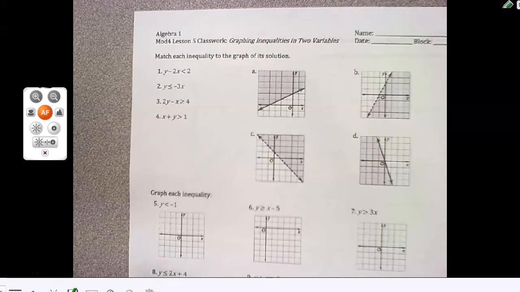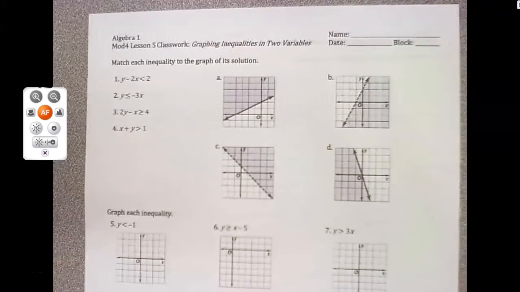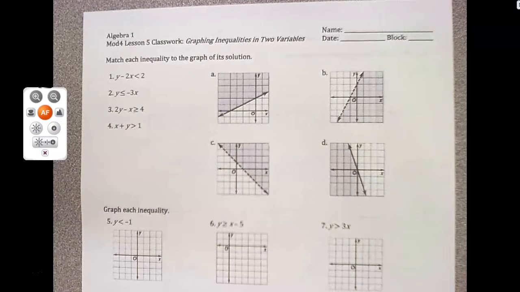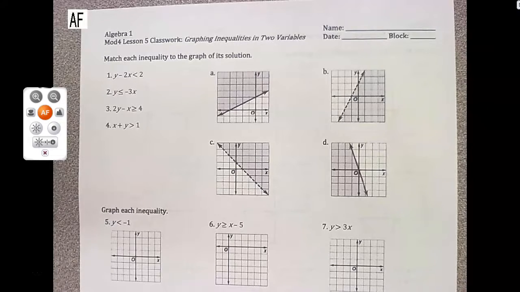Hey guys, this will be our first homework video for quite a long time, but I wanted to be able to help you out with the homework tonight. So we're going to take a look at Module 4, Lesson 5.